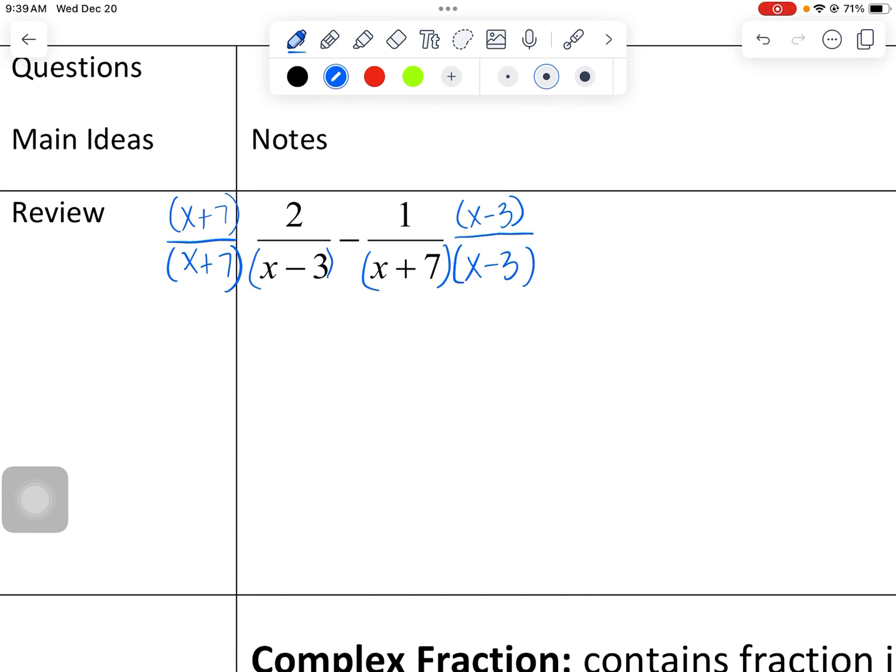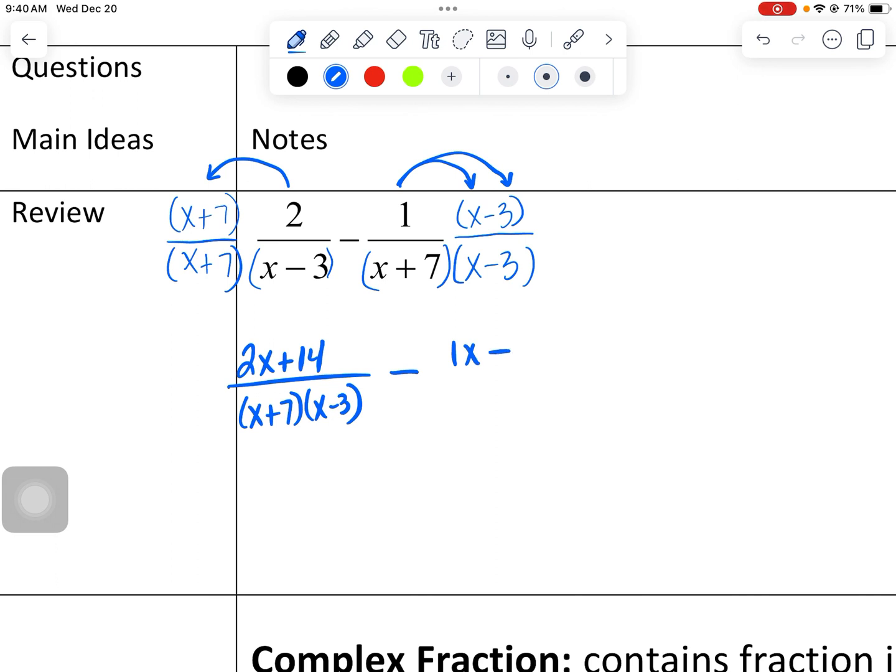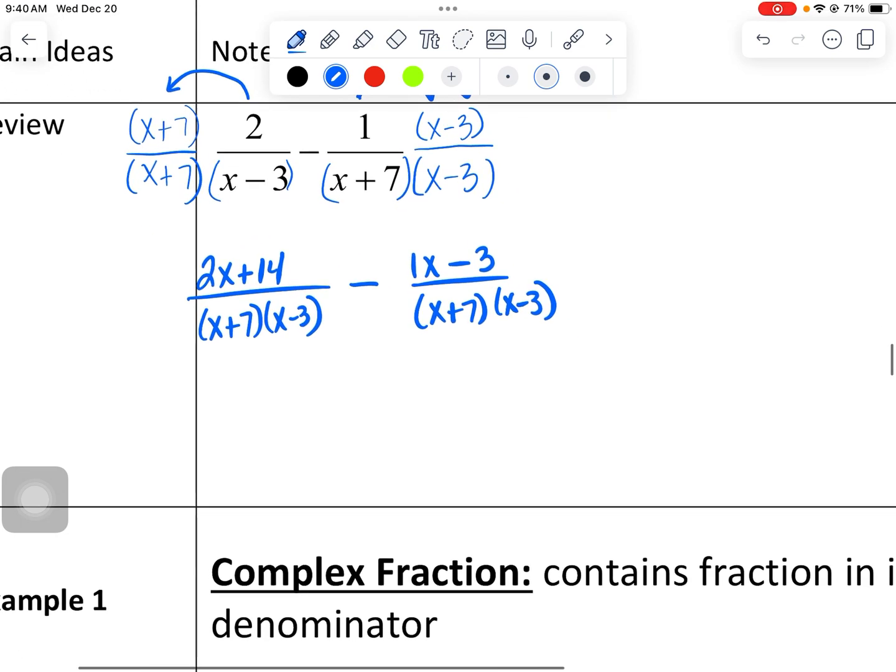Since we have a monomial term times a binomial term, we do need to distribute that 2. So you're going to get 2x plus 14. And I'm not going to multiply the fraction or the denominator out yet. I'm just going to leave it as x plus 7 times x minus 3. And then we have minus, and then same thing over here. You have a monomial term times a binomial, so you will have to distribute. So 1x minus 3 all over x plus 7, x minus 3.